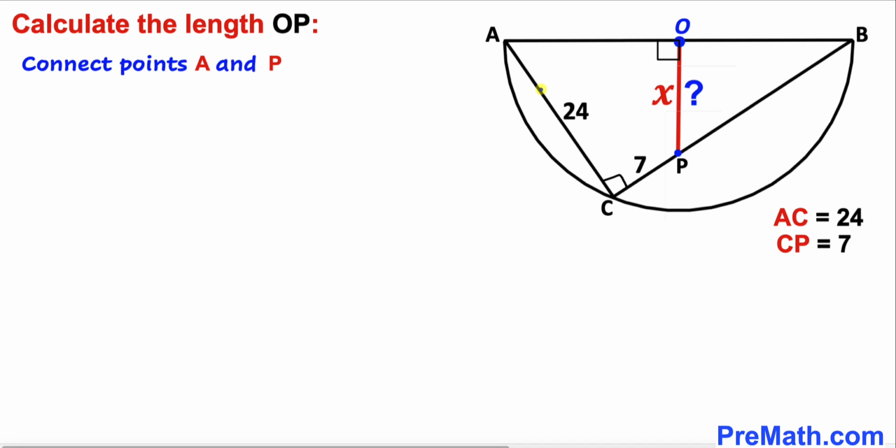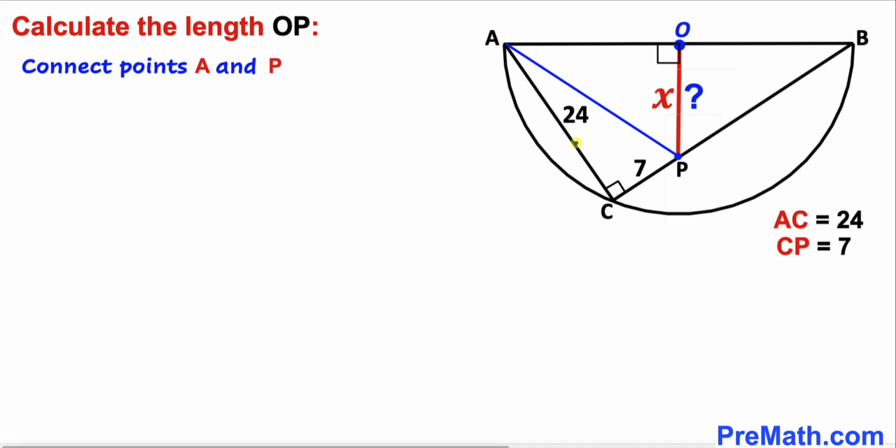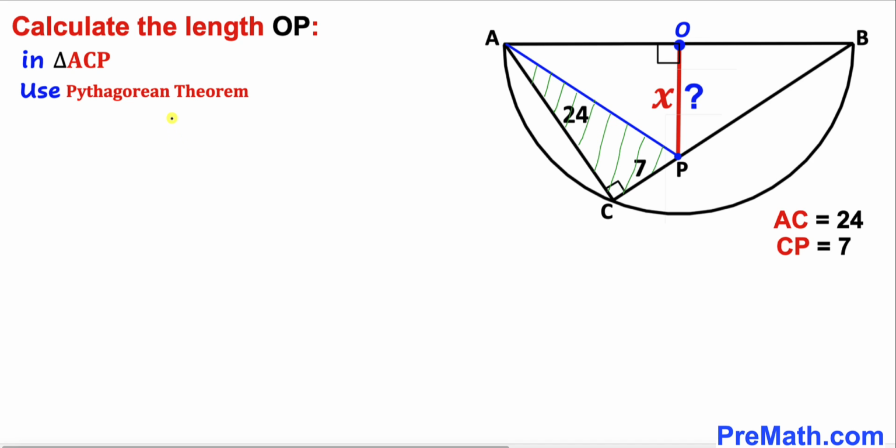Let's go ahead and connect points A and P. And here's our much nicer looking diagram. Now let's focus on triangle ACP, and we know that this is a right triangle. Therefore, we are going to use the Pythagorean Theorem.